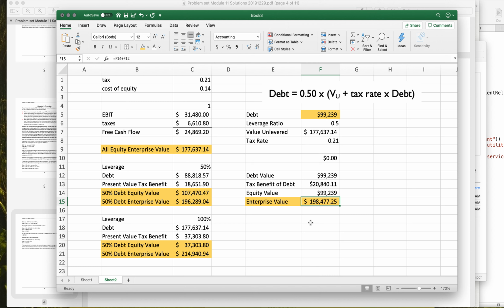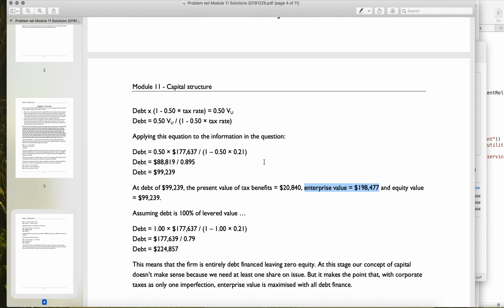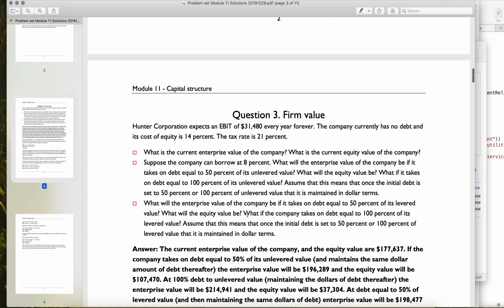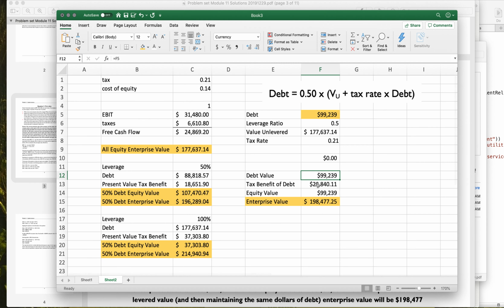And the implication of that is that notice it's close to this, like 50% debt using this calculation and 50% debt using this one. The only difference is we're backing into the number here. It's a slightly different set of algebra. It gives you a similar answer. The last question on here is if it was 100% levered value, what happens to the firm? And let me just show that to you.